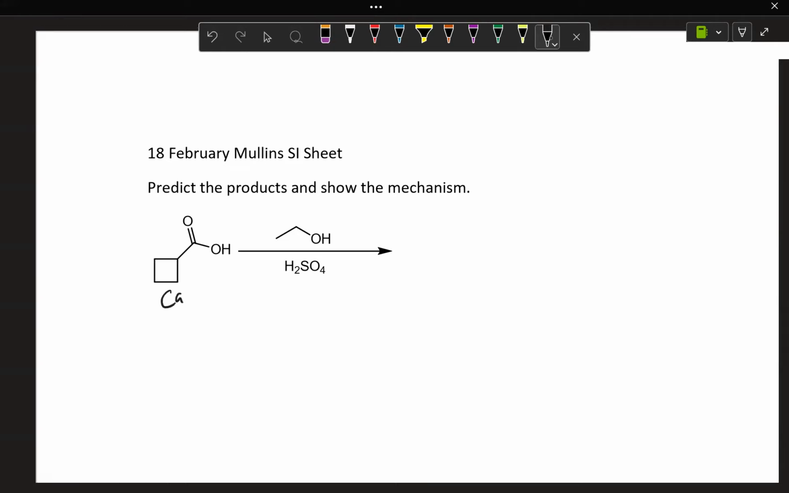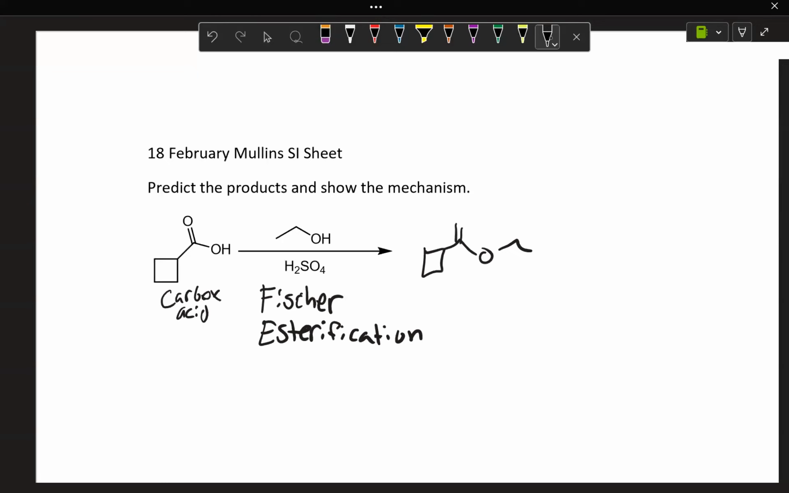First, we have a carboxylic acid, and we are reacting this with ethanol and sulfuric acid. This type of reaction is called the Fischer esterification. And this is a really important reaction in biochemistry because it turns a carboxylic acid into an ester. And because we're working with ethanol, and ethanol has 2 carbons, on the ester, there's going to be 2 carbons as well.